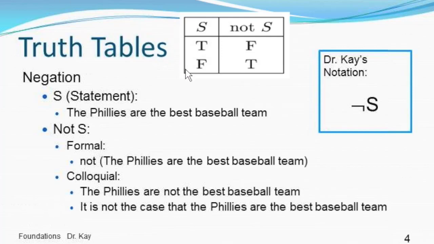But you should, of course, be familiar with this kind of a truth table. Since we're doing not, we just have one statement S, which is true or false. And if S is true, then the negation of S, not S, is false. If S is false, then the negation of S, not S, is true.